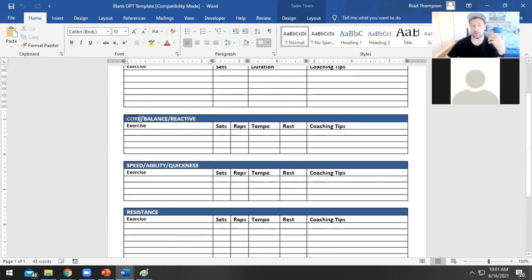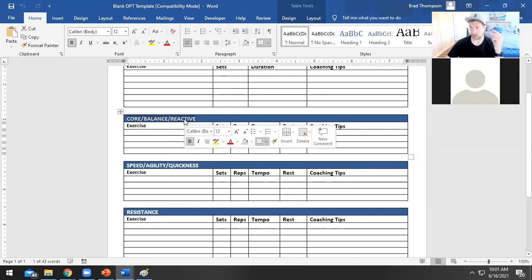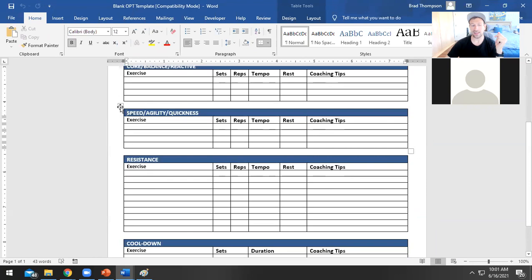Then we would do a little bit of core, a little bit of balance, a little bit of reactive. Now all my underactive muscles are kind of turned on, and now I can get into the sport-specific stuff. Maybe I do a speed drill, like a 40-yard sprint. That's a great speed drill.